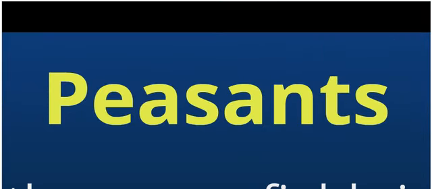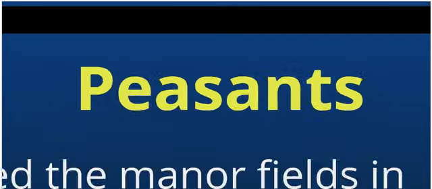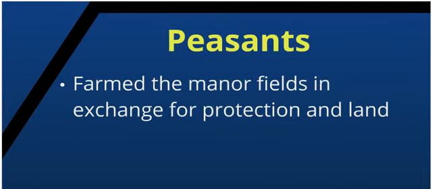And at the bottom of our social class, we have peasants and serfs. Now, peasants farmed the manor fields in exchange for protection and land. Peasants are given land by the knights, and they own their land, and so they can come and go as they please.